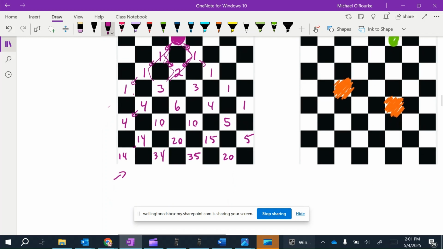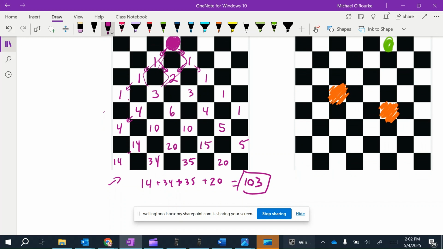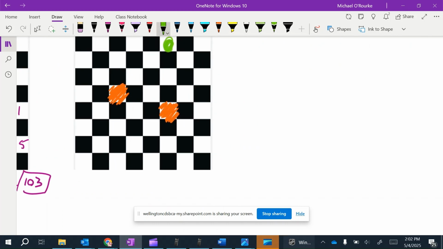Now, how many total ways to get to the end line? It's going to be 14 plus 34 plus 35 plus 20. Now, what's that? 69, 89, 90, 103 is my rough math. So there's 103 different ways I can move from this spot here to get to any one of the end line spots there. Okay? Now, if I said how many ways to this spot, it'd just be 35 or so and so forth.